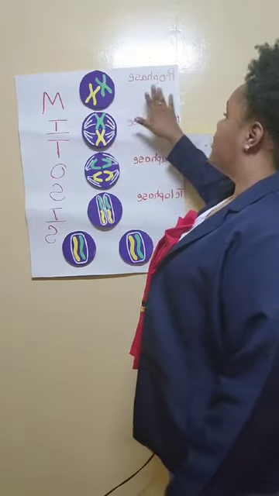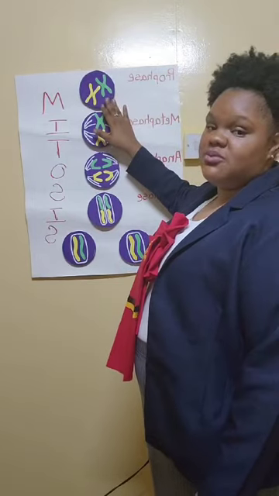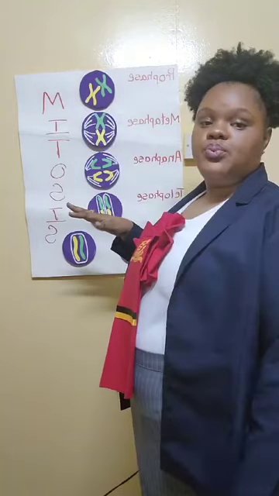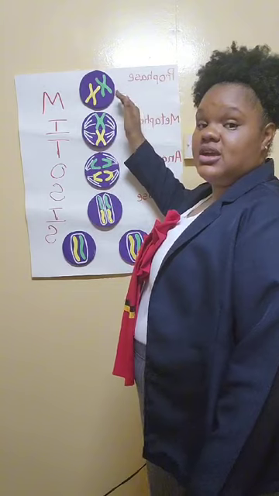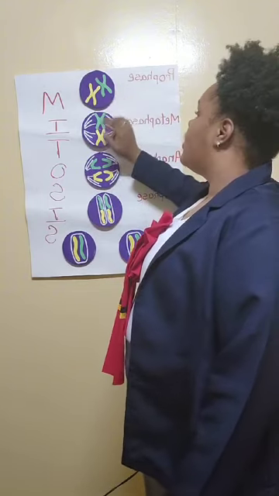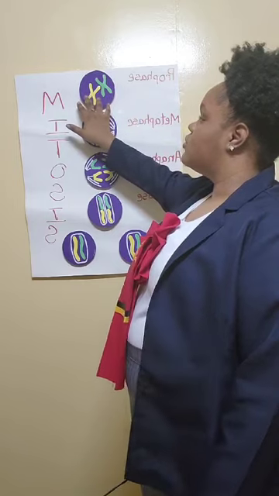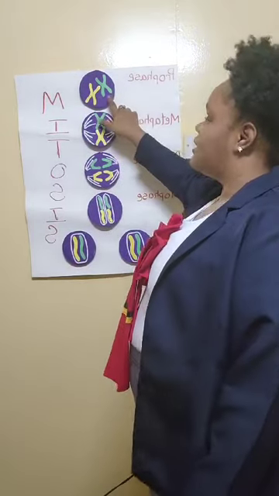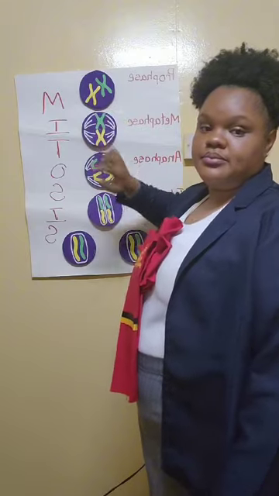So, in prophase, the chromosomes condense into egg-shaped structures that are called chromatids. We can see all the chromosome 1 coming together and all the chromosome 2 coming together. The duplicated chromosome appears as 2 identical or equal sister chromatids.